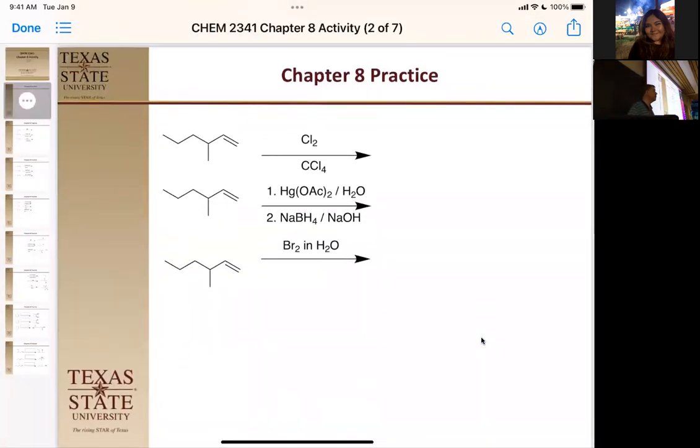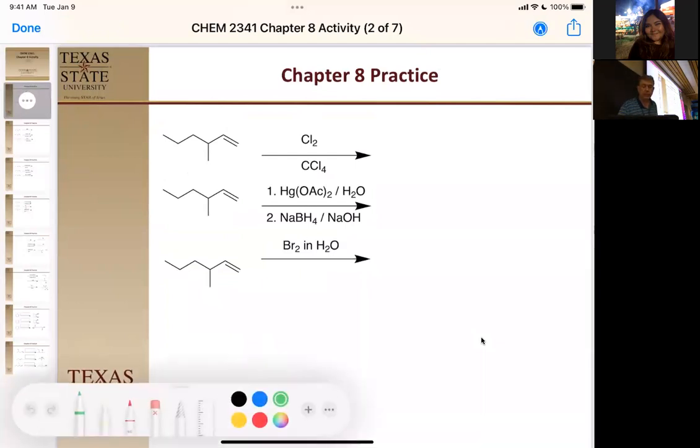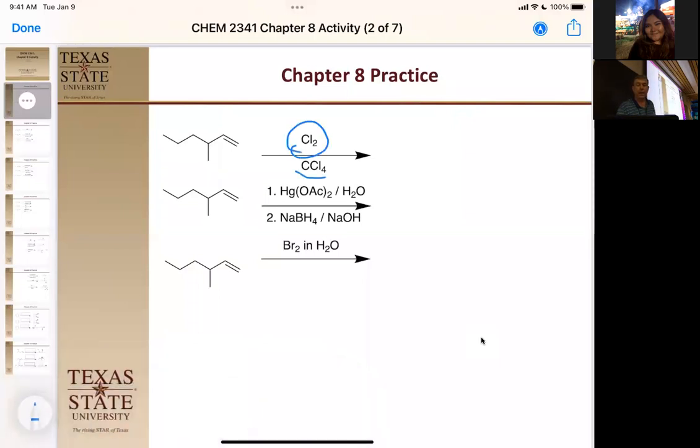Okay, so the first way is the way we kind of looked at it. We had the substrate and then we had the reagent, right? And so we have chlorine, we have carbon tetrachloride. What's carbon tetrachloride? It's the solvent, and it can't be halogenated. So because it can't be halogenated, it will not react with our chlorine.